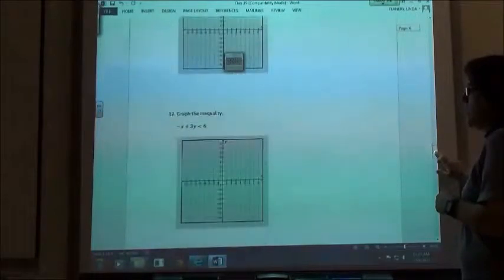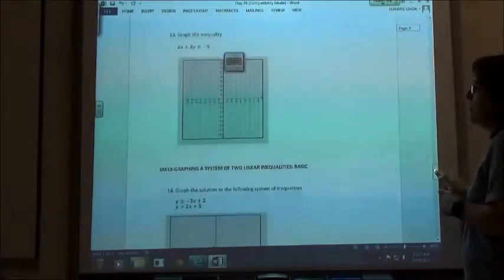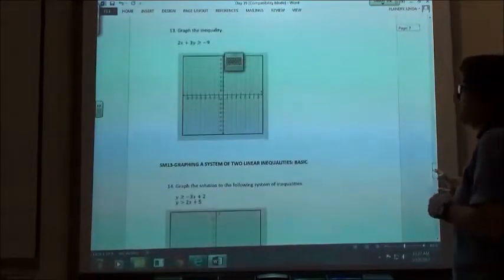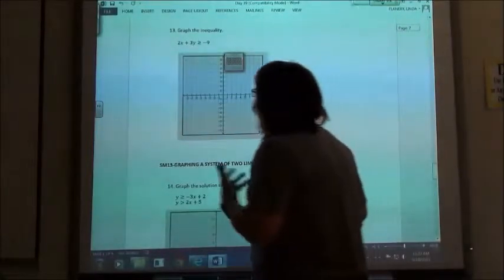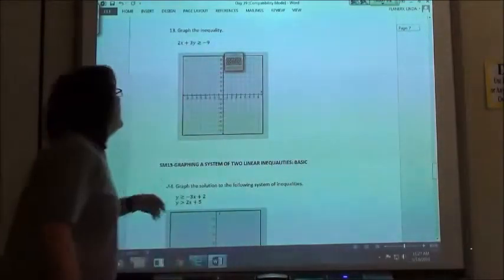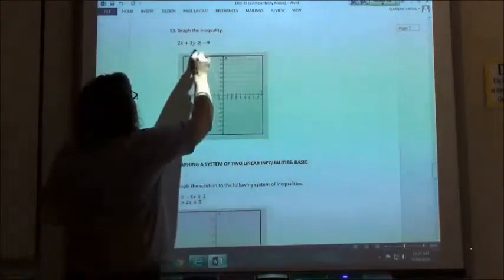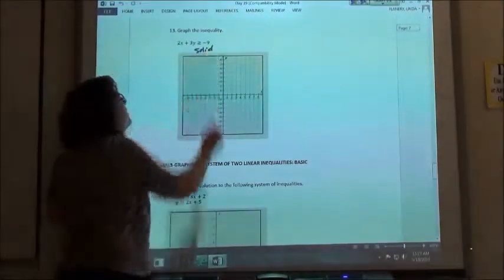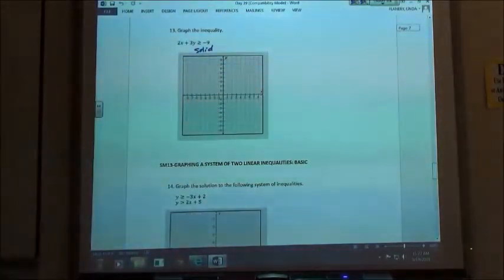Number 9. Nope, number 13. How about I go to the right one? Number 13. Again, we are graphing our inequality. This time we want our line to be solid. I always like to write that on there to make sure I checked.